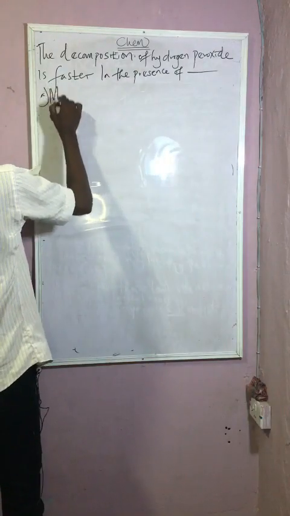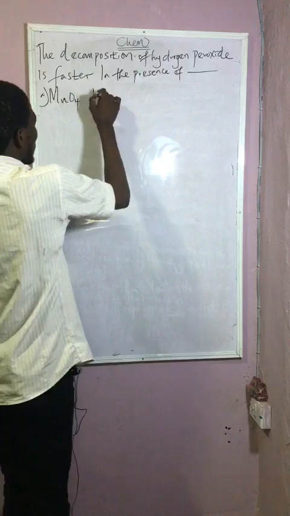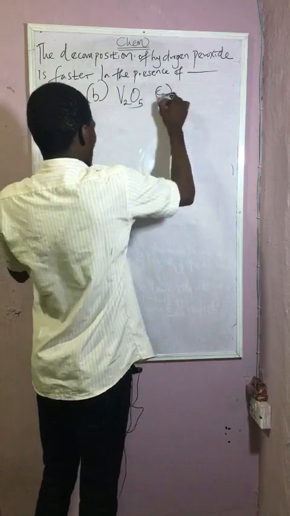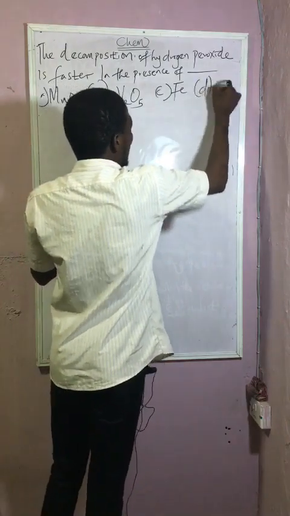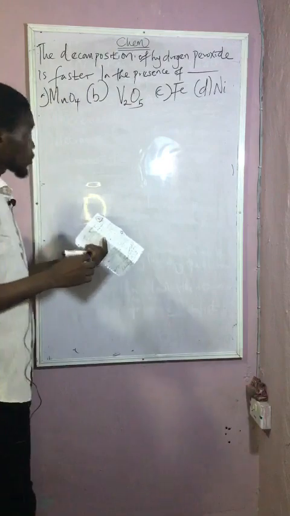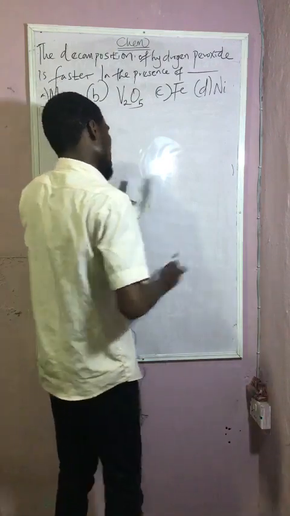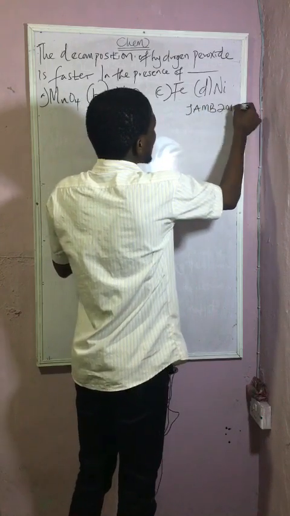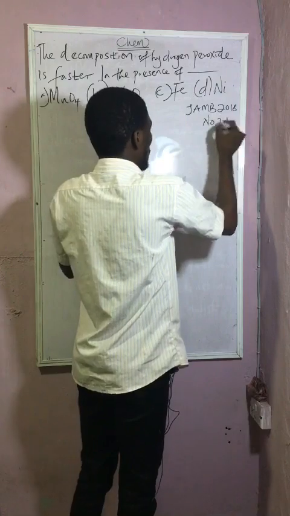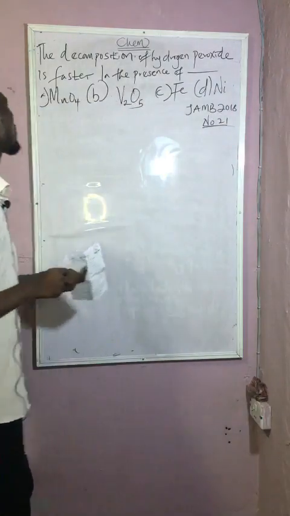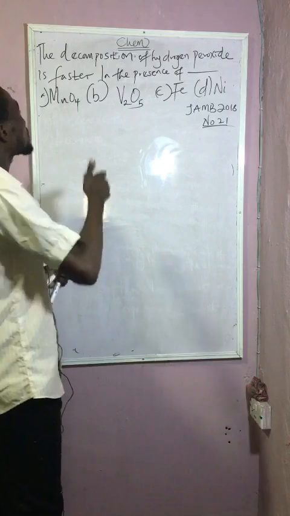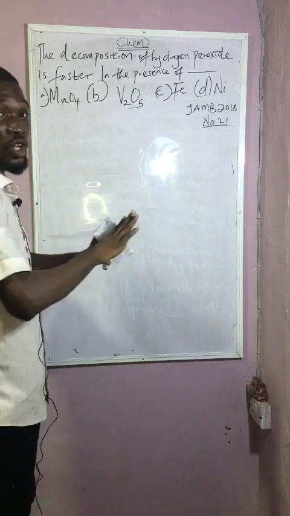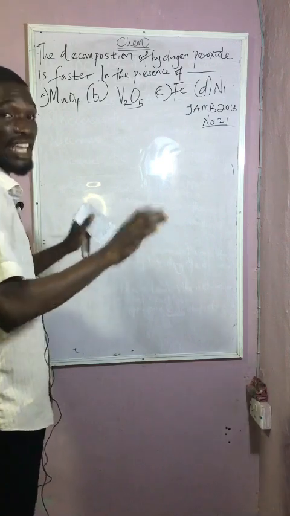A, manganese(IV) oxide, B, vanadium(V) oxide, C, iron, and D, nickel. So class, this question is JAMB 2018 question 21, or we call it number 21. So class, the decomposition of hydrogen peroxide is faster in the presence of dash. So let's take a look, because we are not here to just pick answers for you, we are here to explain why A is A and why B is B.